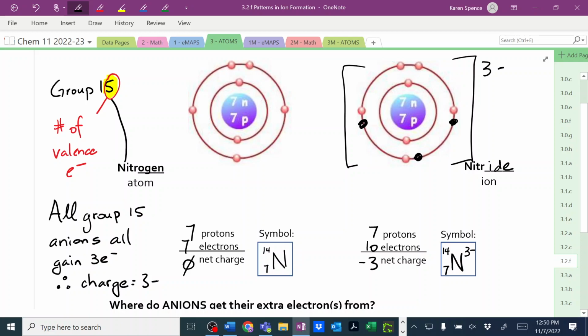When you're in grade 10 and 9 and they give you those baby periodic tables with the charges all over them, you don't get that this year because you know that group 15 has how many valence electrons? It has 5 valence electrons. And therefore, what does it do? It has to gain 3, so its charge is -3.